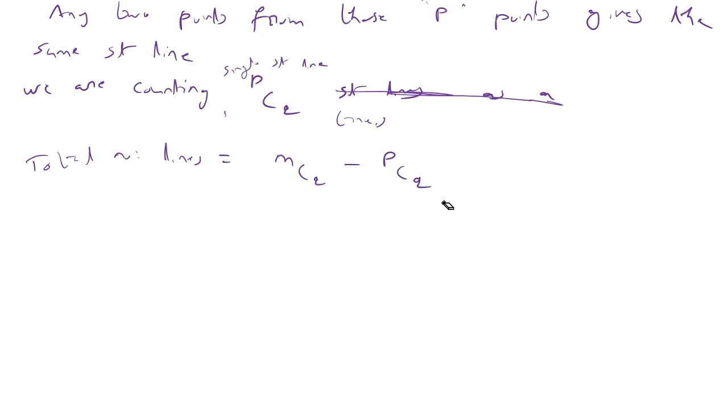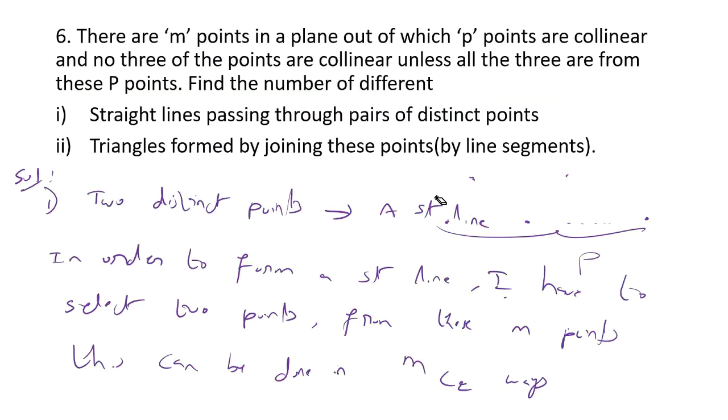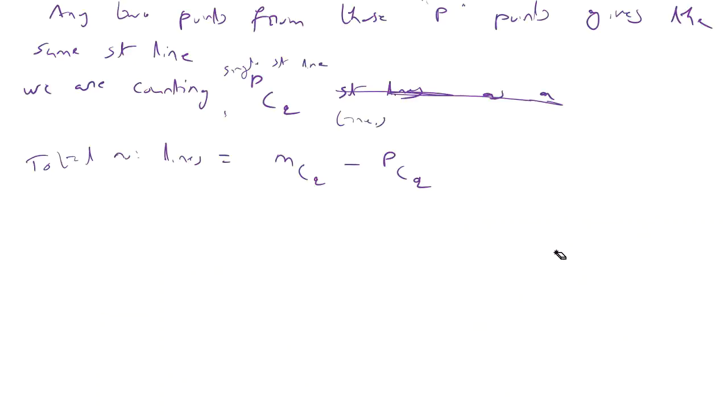But what happens here is, if I discard this p choose 2, then I am going to miss the straight line passing through all these p points. I am going to discard this straight line which passes through all these p points. Now we have to count that straight line also. So the number of straight lines is going to be m choose 2 minus p choose 2 plus 1.